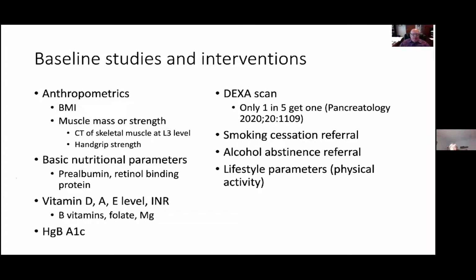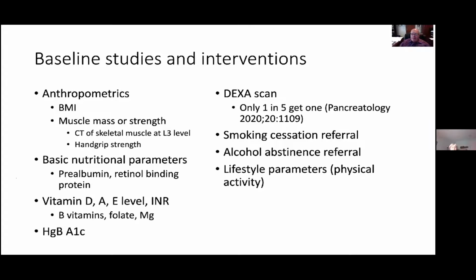There are some basic nutritional parameters that are reasonable, things like retinol binding protein in particular. You should get fat-soluble vitamin levels, as well as, at least on one occasion, when you're starting out, B vitamins, folate, and magnesium, because these can be deficient in these patients, and because of this endocrine and exocrine interaction, hemoglobin A1C. I think a DEXA scan is prudent because osteoporosis and osteopenia are very common.